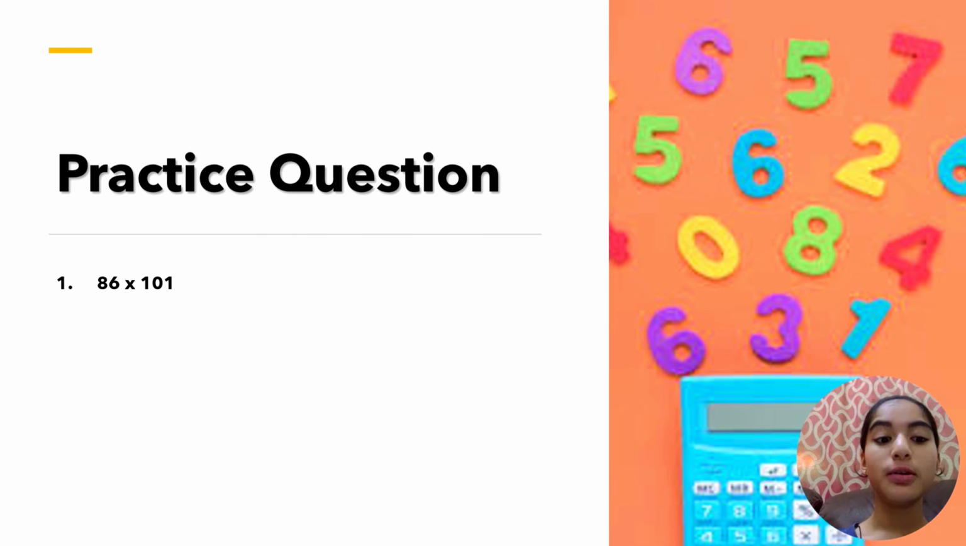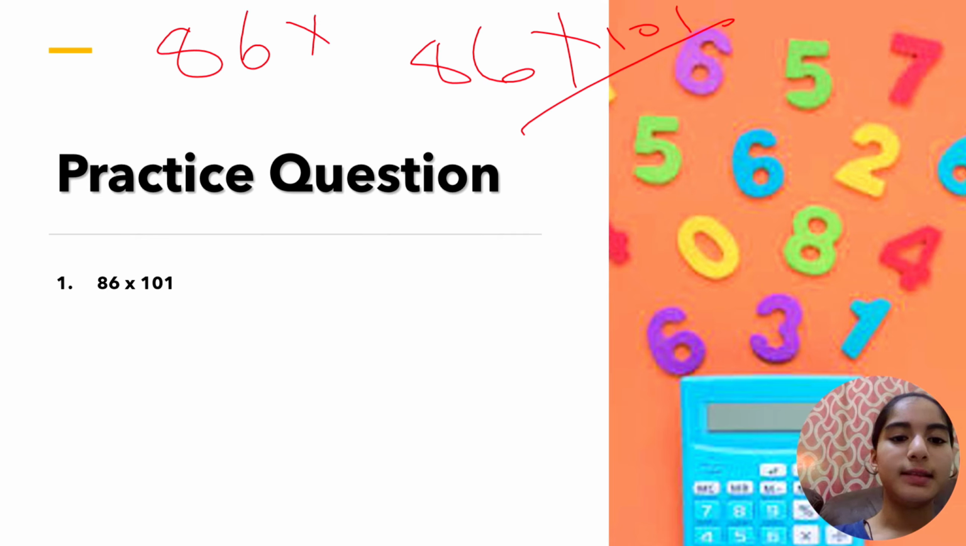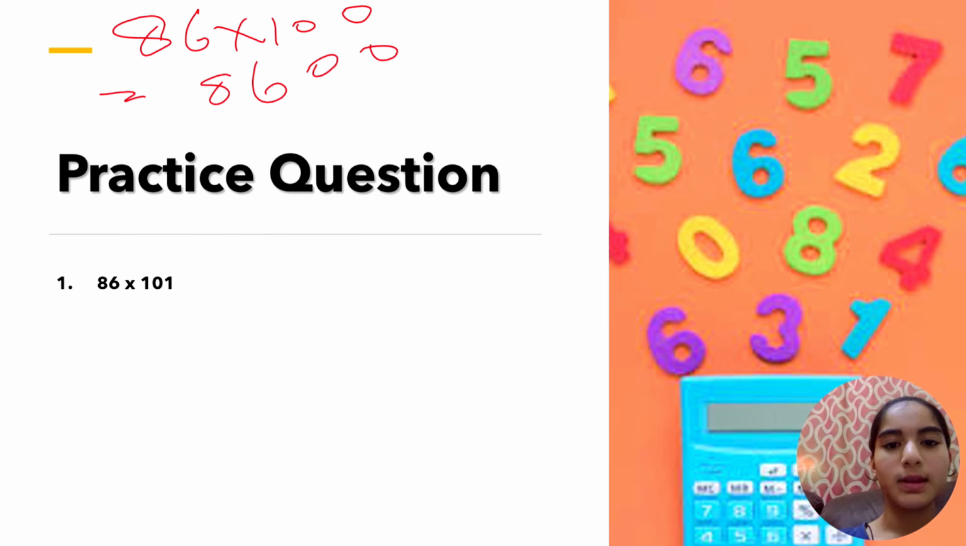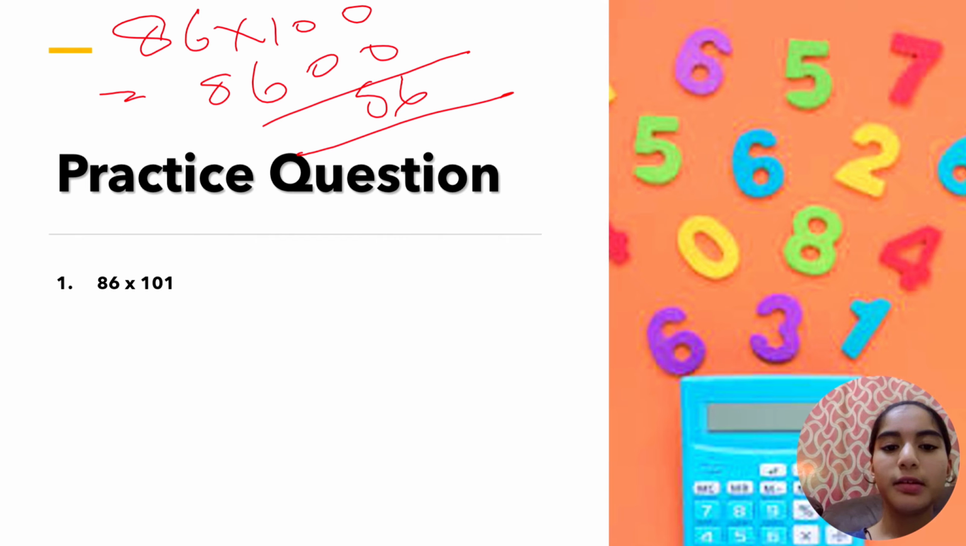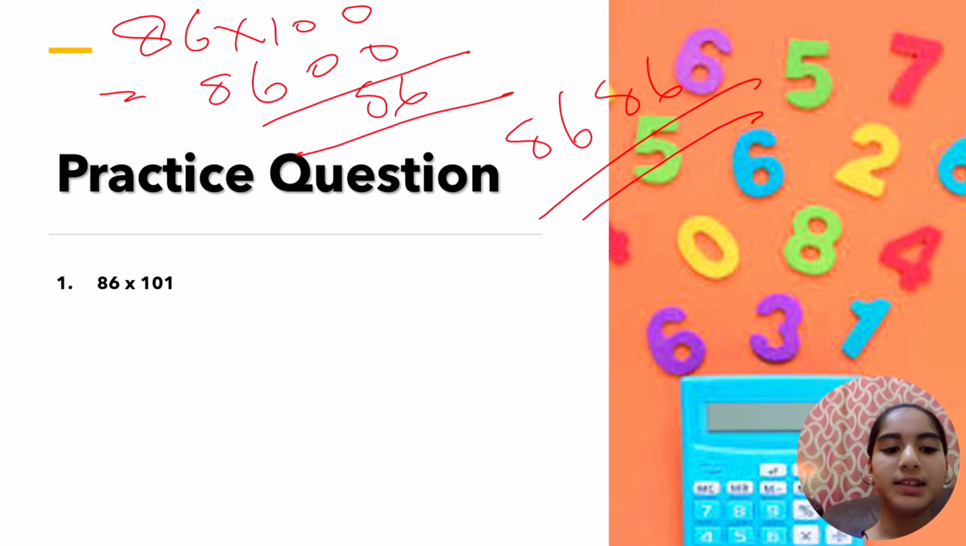Now let's try a practice question. 86 into 101. You may pause the video to do the answer. Okay, so first we multiply 86 into 100, which is equal to 8600. And now I repeat the number once more, 86. The answer will be 8686.